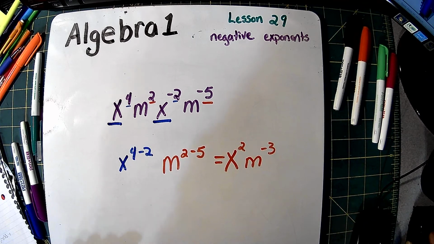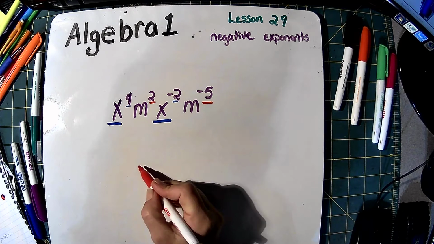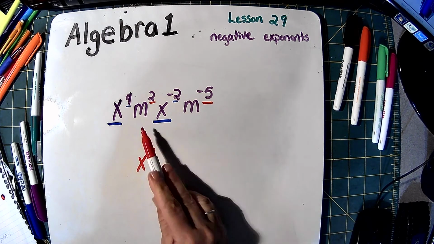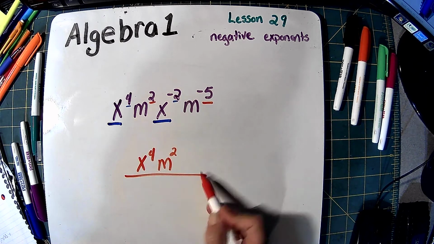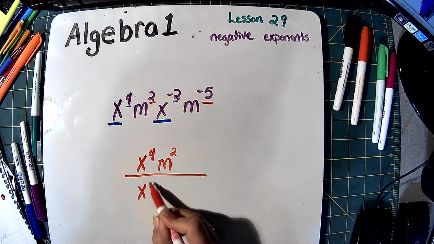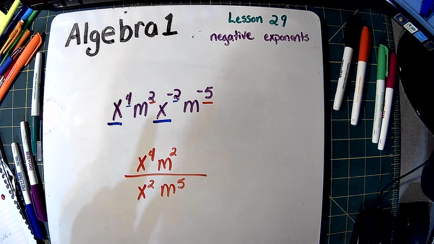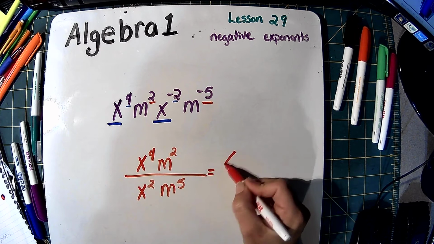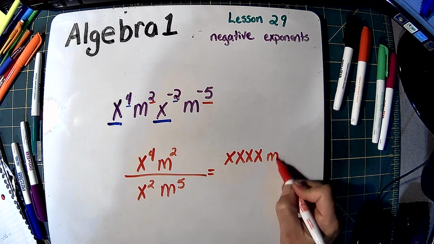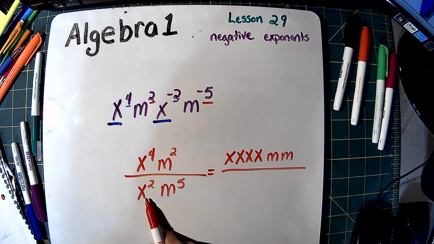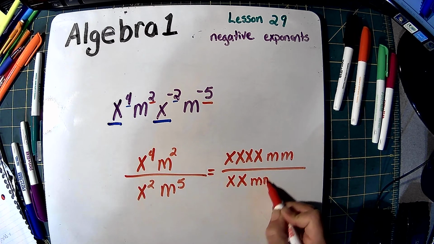Okay, I'm going to show you another way to look at that. So let's say that we had x to the 4th, right, and m squared. Now what if we put this one on the bottom of our fraction? So we just move that down. And then we'd have x squared at the bottom and m to the 5th at the bottom. Okay, so what does this really mean? This really means we have 4 x's on the top that are all being multiplied times each other and 2 m's. Okay, here we have 2 x's and 5 m's.